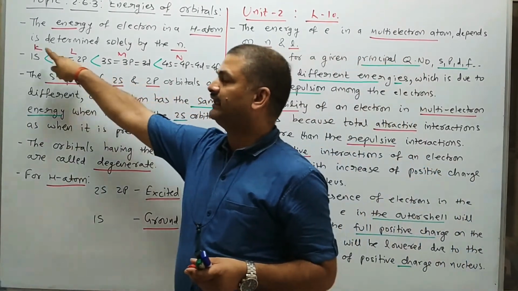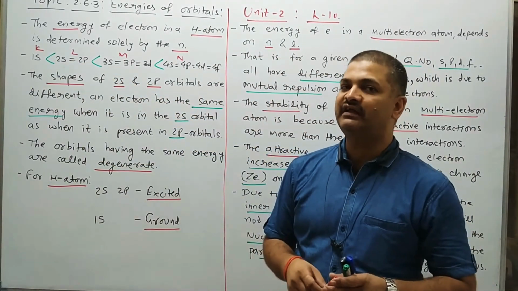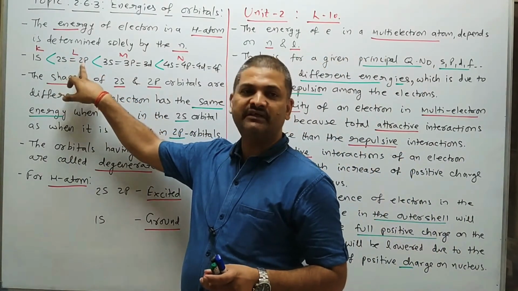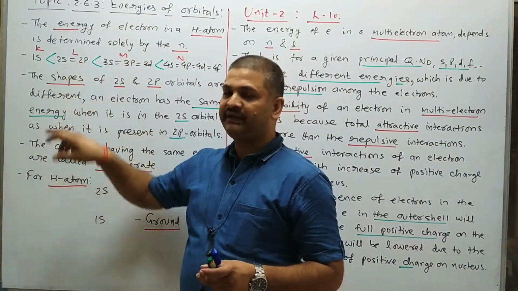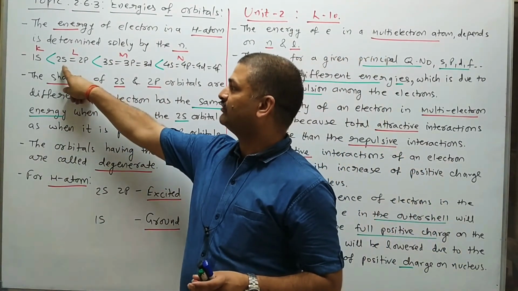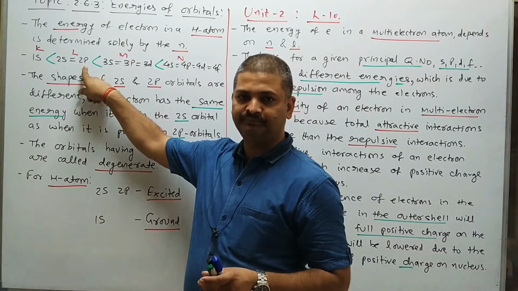See, in the K shell, only one s orbital is there. But in the L shell, there are 2s and 2p. Here s and p are members of the L shell. Therefore, the energy of s and p will remain the same.